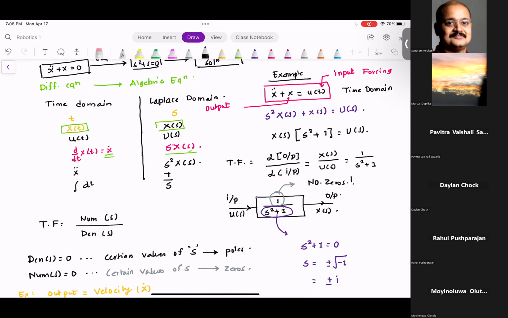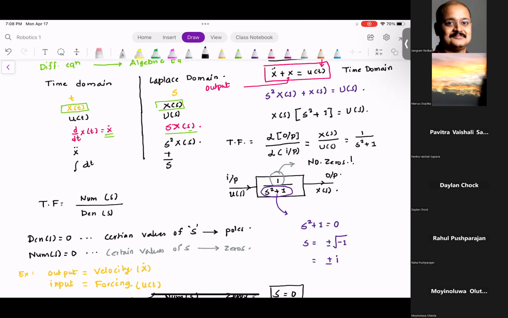Now, a transfer function is simply the Laplace transform of output divided by the Laplace transform of input. In general, the numerator of the transfer function is a function of s. The denominator of the transfer function is also a function of s, where s can take values from 0 to infinity. For some values of s, when the denominator becomes 0, those are called the poles of the transfer function. When the numerator of the transfer function becomes 0, those are called the zeros of the transfer function.